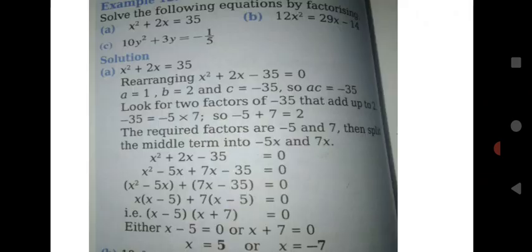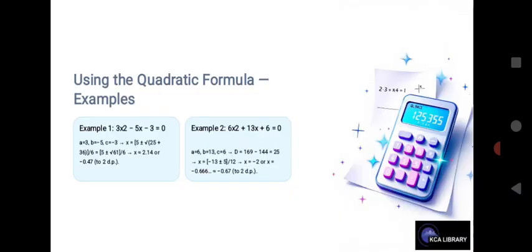Now, for instance, if we consider 3x squared minus 5x minus 3 equals 0, how do you determine your a, b, c? All these are in the quadratic formula, so you have to know what they represent in each question. a is 3, b is the coefficient of x, which is minus 5, and c is the constant, which is minus 3.